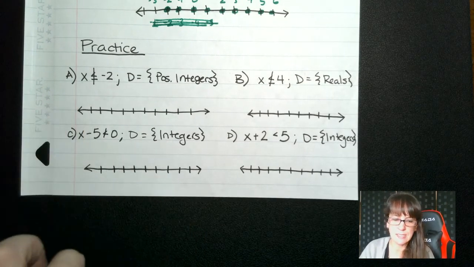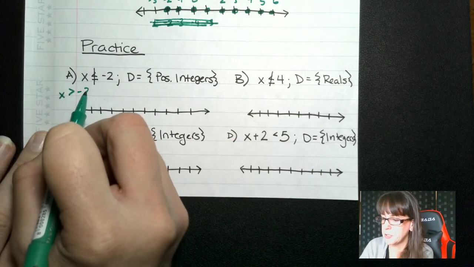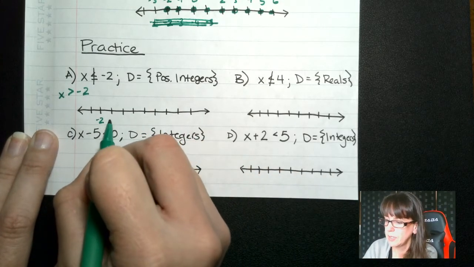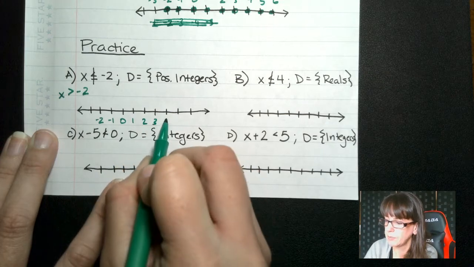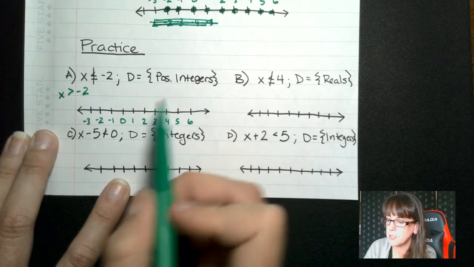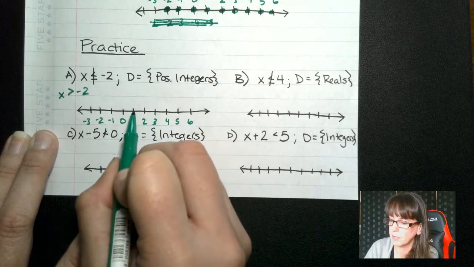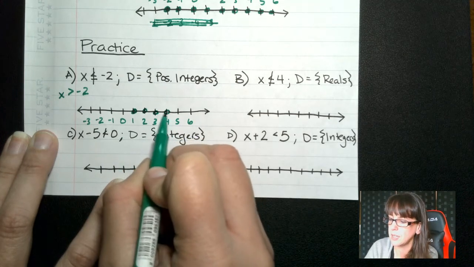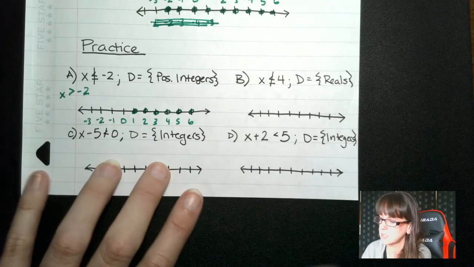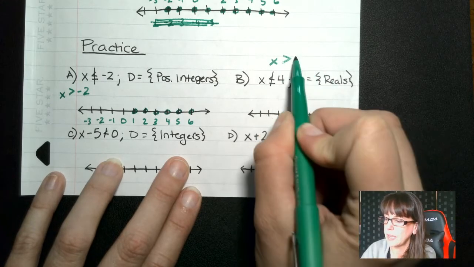Okay, so looking at this, x is not less than or equal to -2, which means x is greater than -2, and we want to do positive integers. So -2, -1, 0, 1, 2, 3, 4, 5, 6, and maybe throw a -3 there. Positive integers that are greater than -2, so 0 is neither negative nor positive, so be careful on that one. But we would just put dots right in here. Yours might look a little bit different than mine, but as long as you've got a couple dots in there, that's fine.